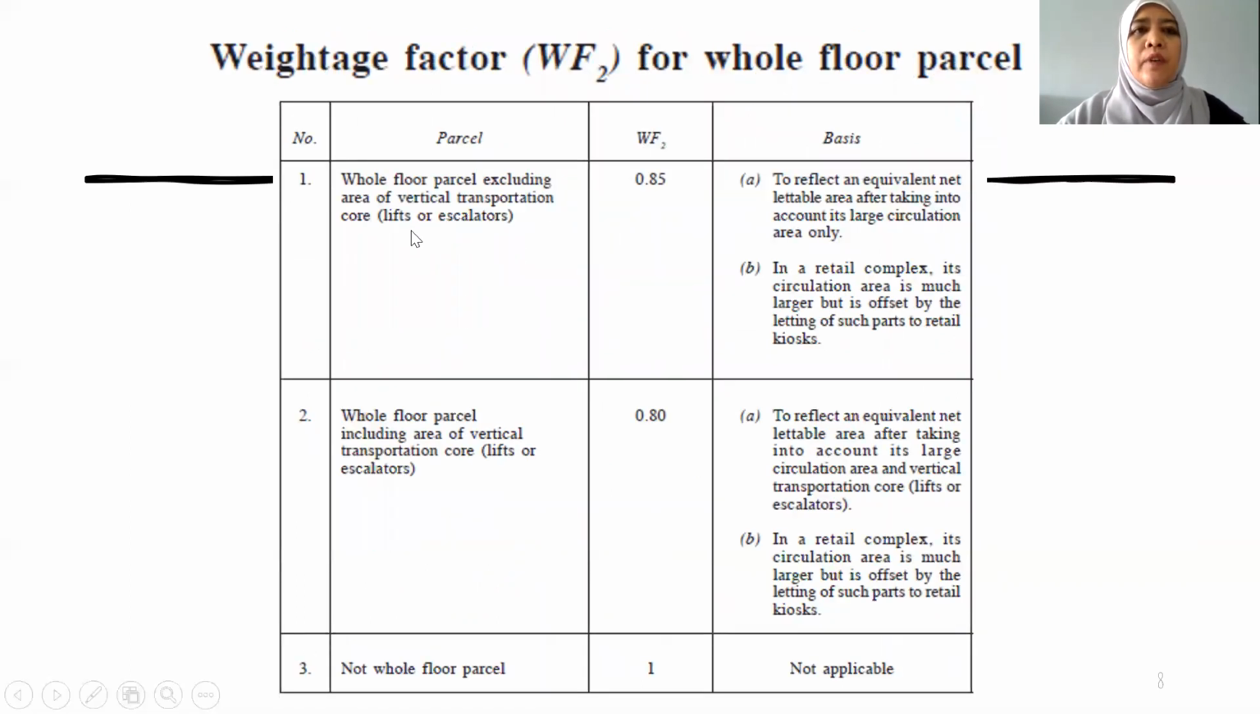Okay. The next one, WF2. WF2 is for whether each of the parcels contains a lift core or not, a vertical transportation core or not. This one is including, maknanya ada lift. So ini yang walk up punya type of parcels: no lift 0.5, with lift 0.8, and not whole floor area, smaller ones, 1. Maknanya there's no discount factor there, 1 to 1.